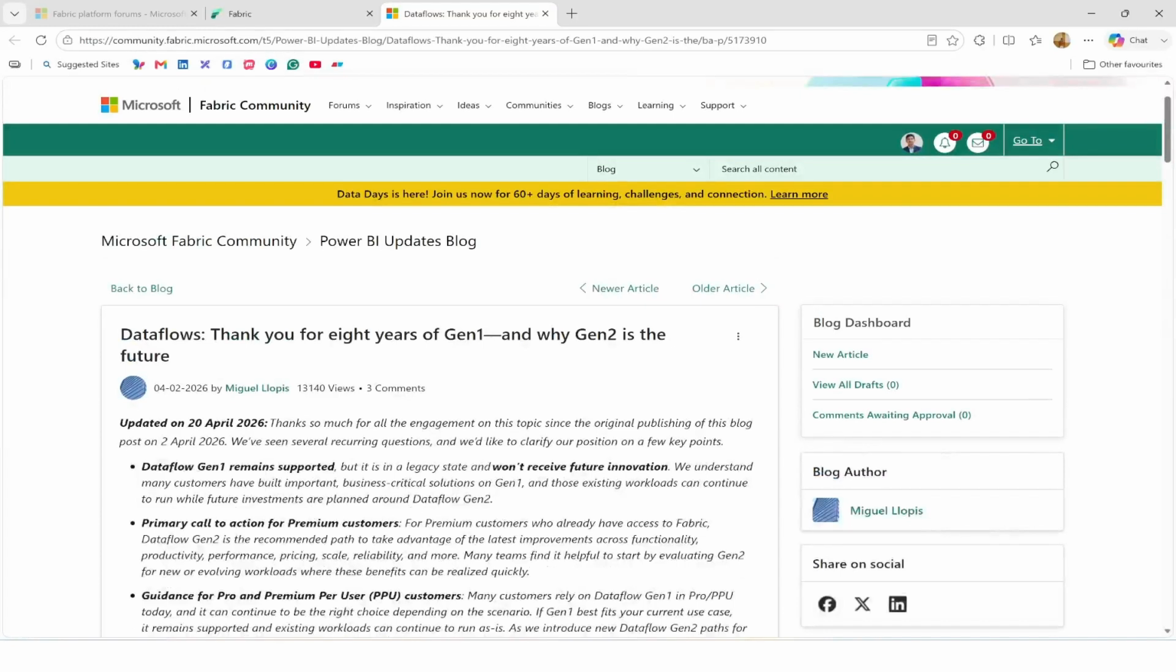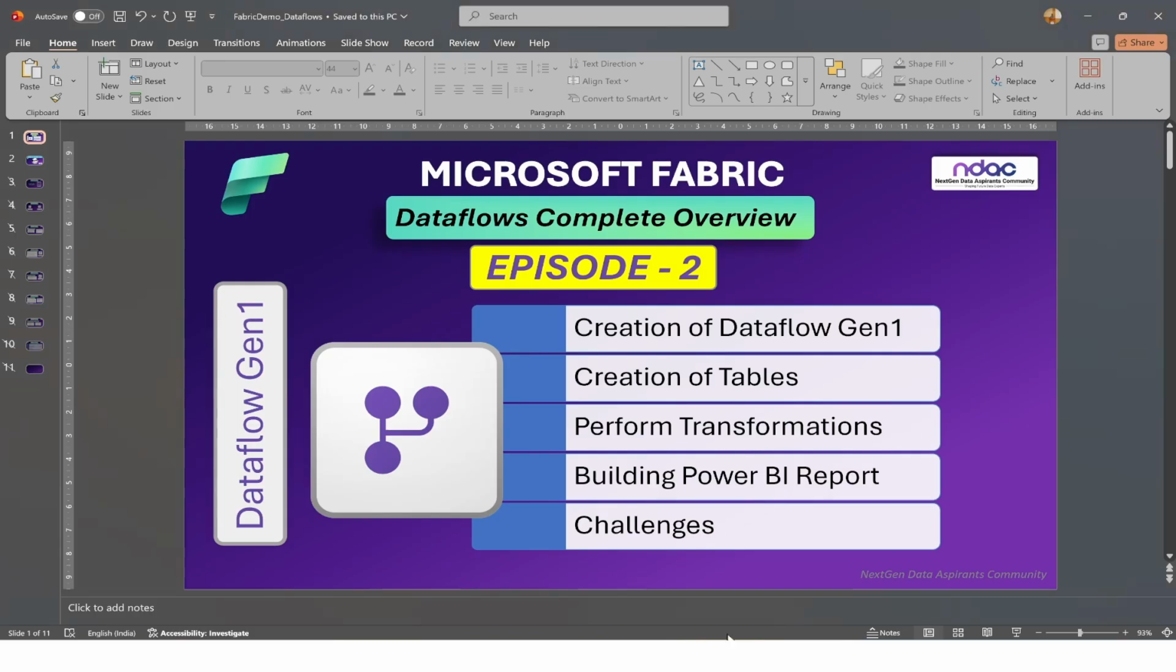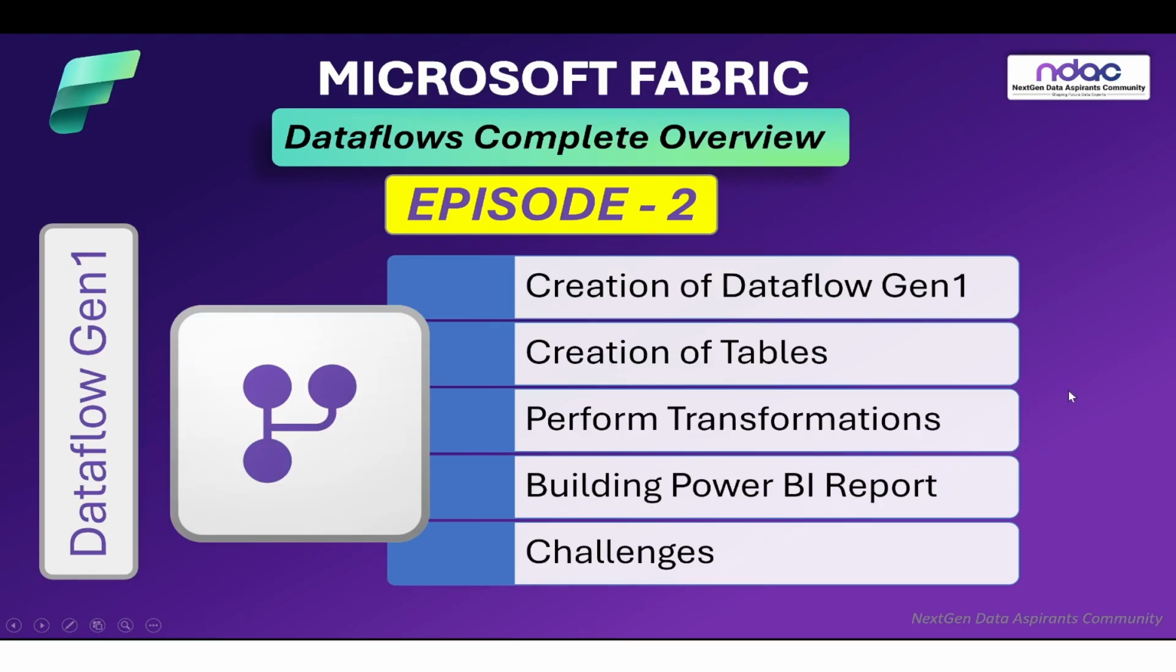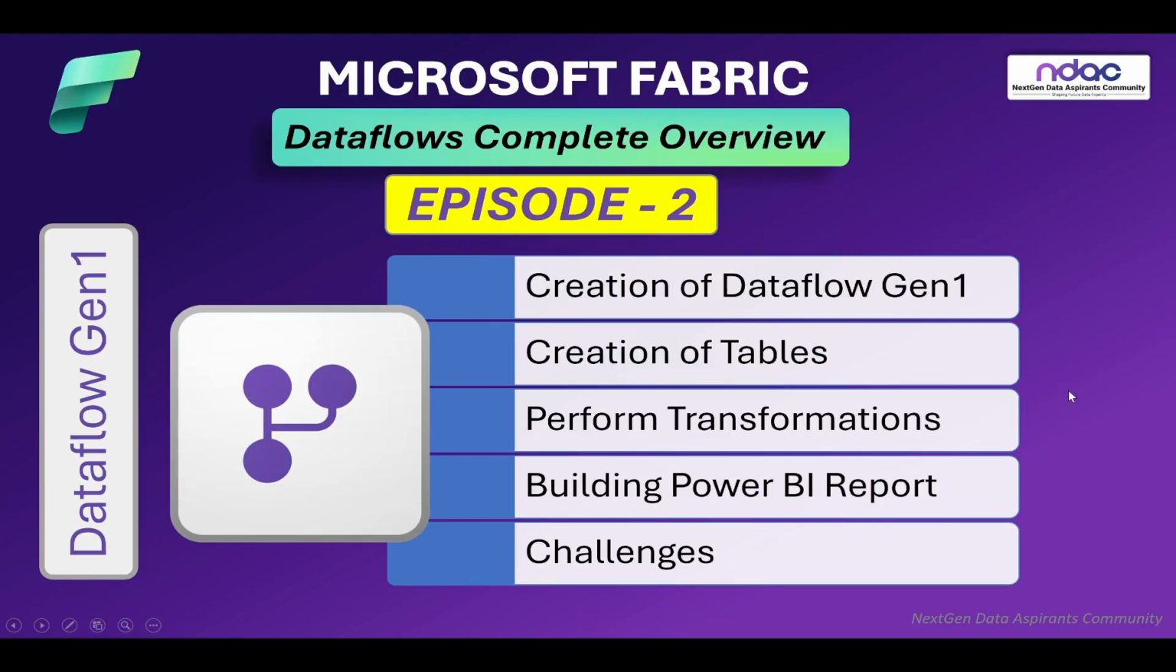So the challenges of this Dataflow Gen 1 is, let me go to the PowerPoint presentation. The challenge is it has limited features. From this Dataflow Gen 1, I'll talk about one challenge: you can't publish the data directly to any database or any lakehouse or warehouse. And also we have some other limited features. All right, so this is all about Dataflow Gen 1, which is episode 2 of this Dataflows complete overview series.